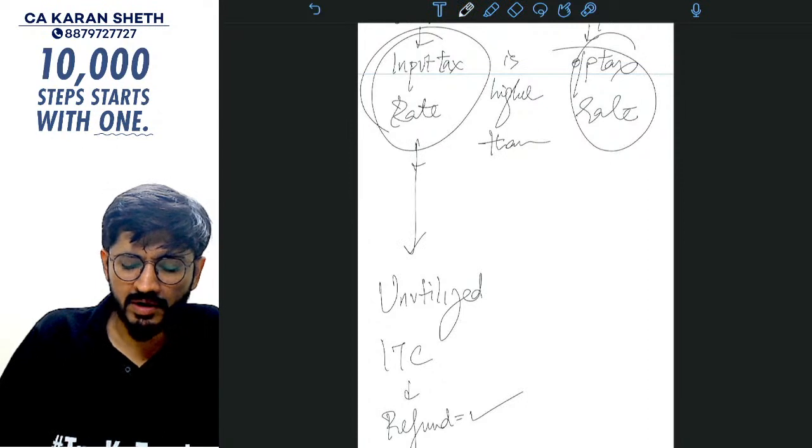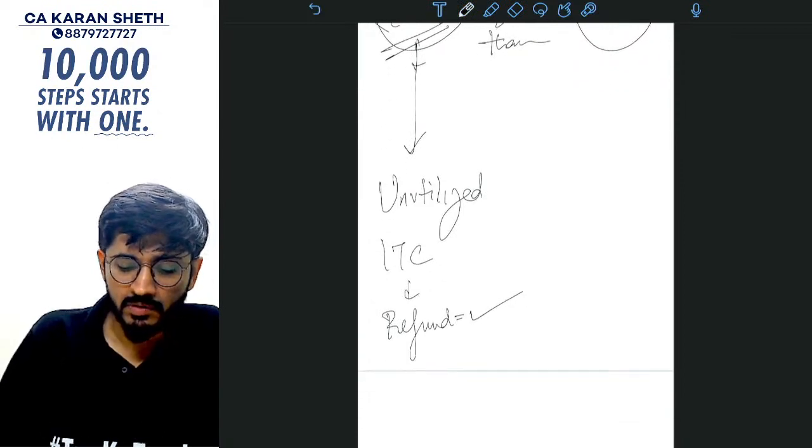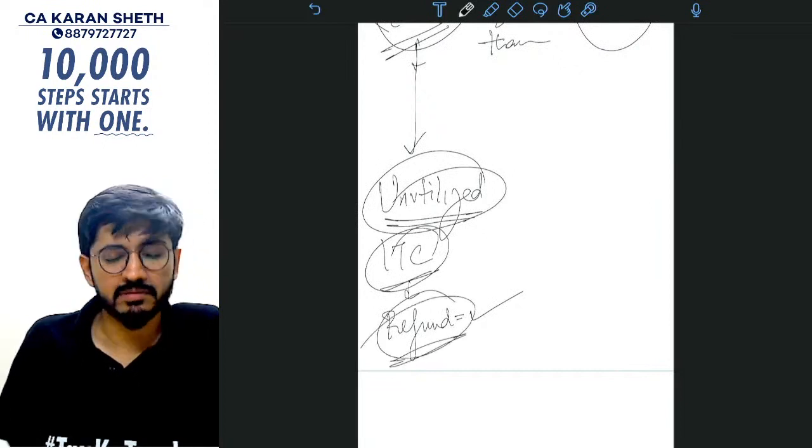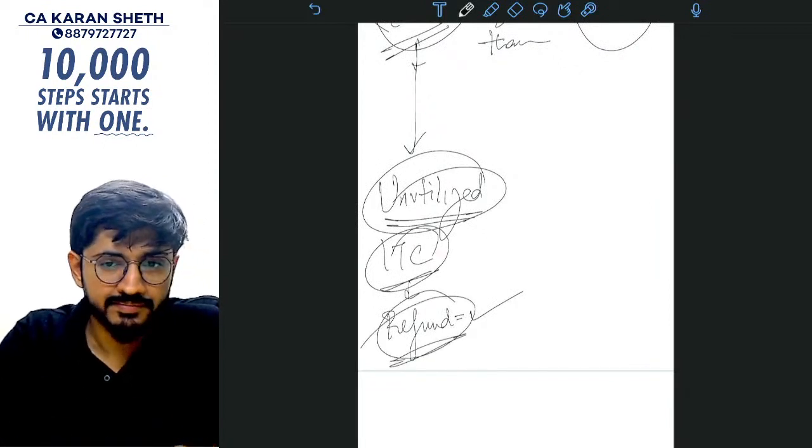Okay. So whatever input tax you have, you will get a refund of the same. ठीक है?